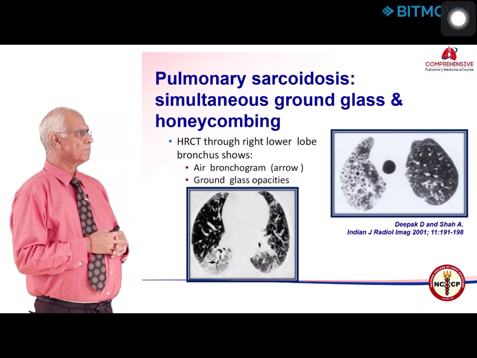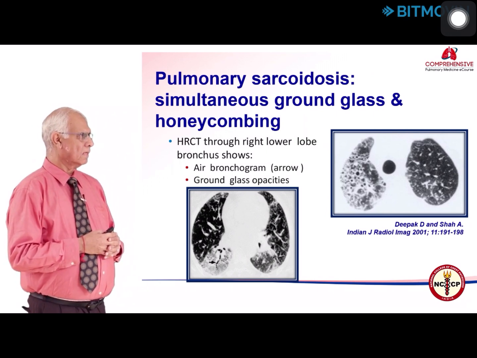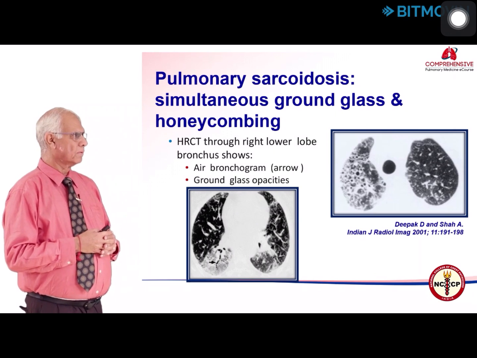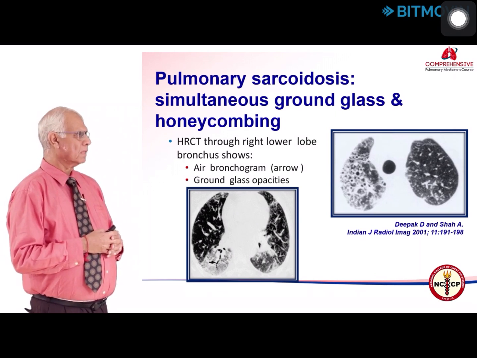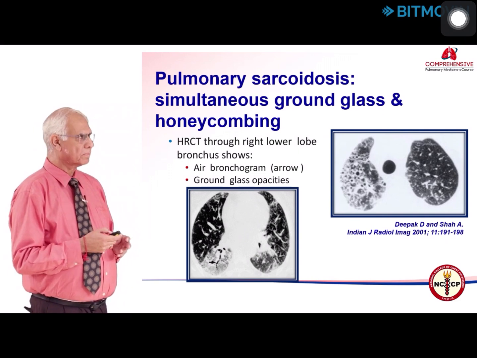Now, this is a patient with both ground glass opacity as well as honeycombing. HRCT through the right upper lobe shows an air bronchogram, ground glass opacities, and shows honeycombing on the right side.